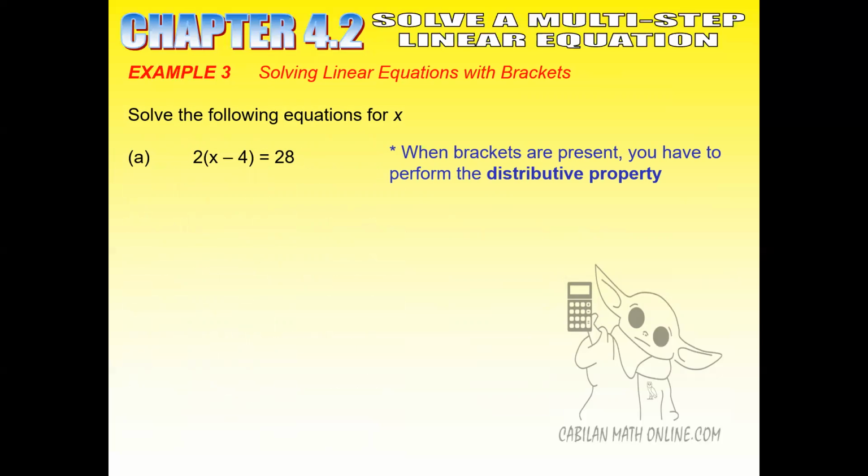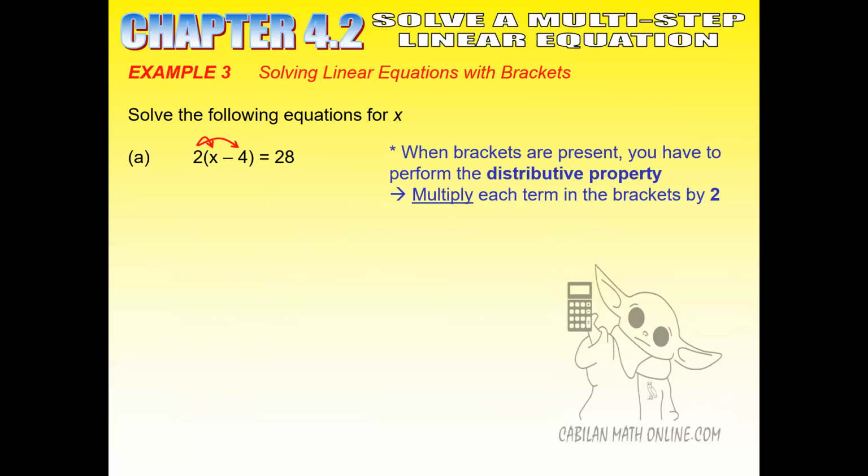Remember, when you are performing the distributive property, you're taking the number that's in front of the brackets and multiplying it to the terms inside the brackets. So in our first step here, we're multiplying the 2 to the x and the 2 to the negative 4.